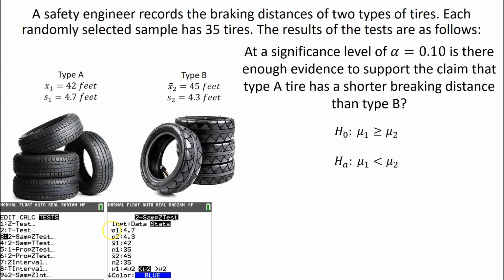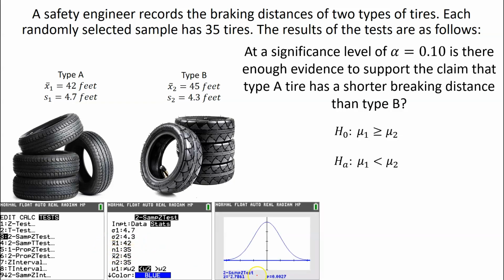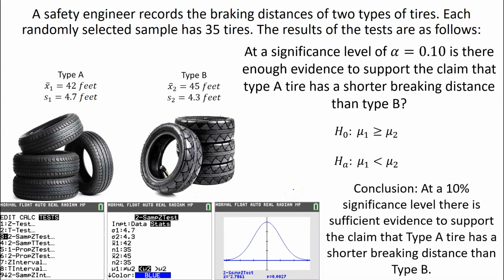As before, though, you put in the sample standard deviations, you put in the means, you put in the sample sizes, and then, of course, we can just run the test. And in this case, our p-value is 0.003. Either way, it's less. Since the p-value is so low, we can reject the null and accept the alternative. So our conclusion is that at a 10% significance level, there is enough evidence to support the claim. This one was the claim, by the way, that tire A has a shorter braking distance than tire B.